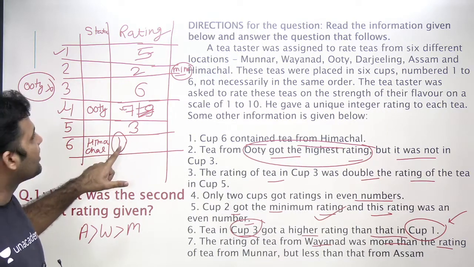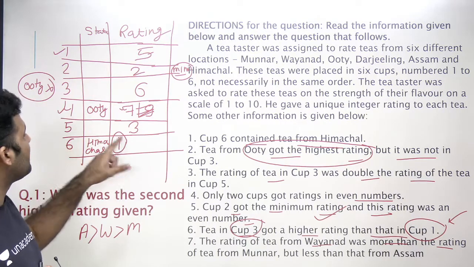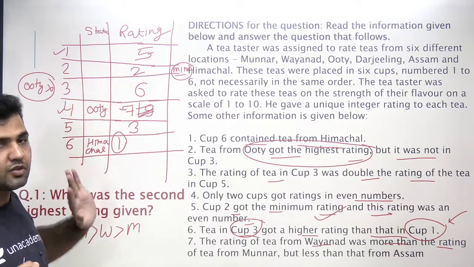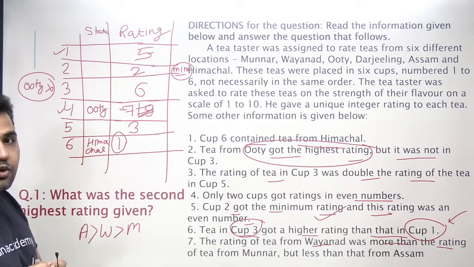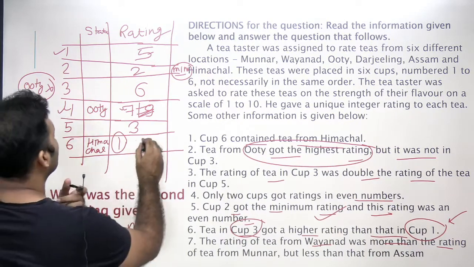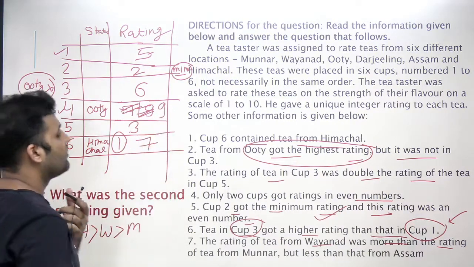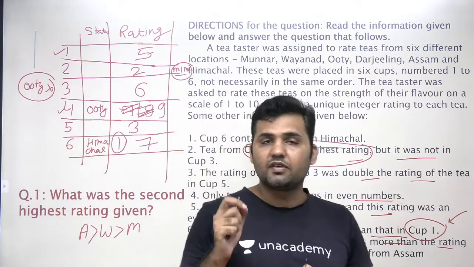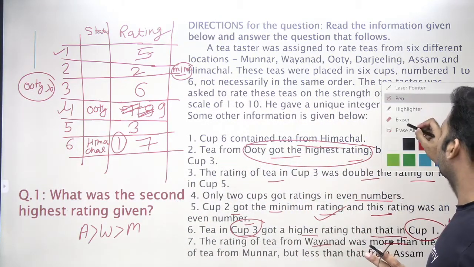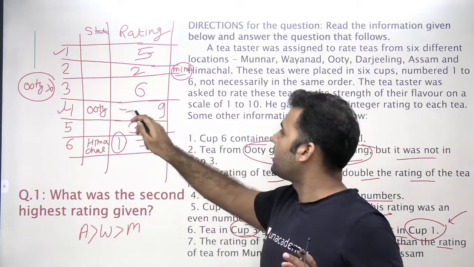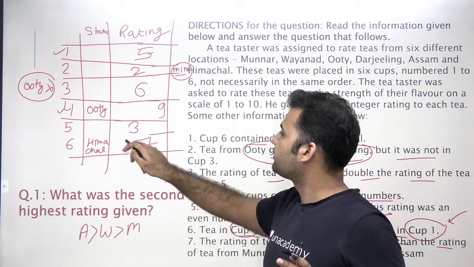But 1 cannot come here, because in that case the minimum rating will be in cup number 6. The minimum rating is already mentioned, it's cup number 2. So therefore the only option left for Himachal to have an odd number is 7. So if 7 comes over here, then the rating of the tea which is from Ooty is 9. So therefore 9 will come over here, right? And 7 will come over here.